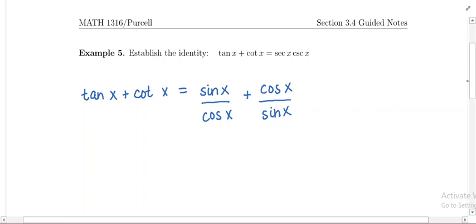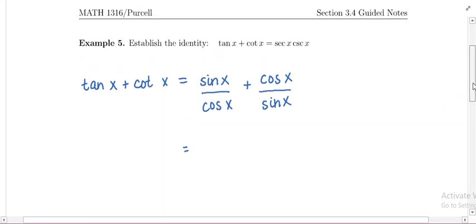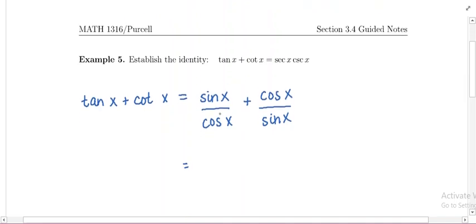To do that, I need to get a common denominator. Again, the best thing to do is to just multiply the denominators together. So the common denominator here is going to be the cosine of x times the sine of x. All right, so let's work on the first fraction here, the sine of x over the cosine of x.